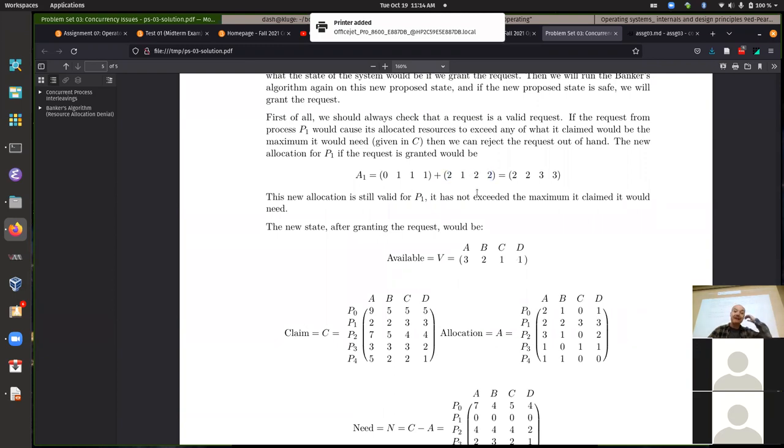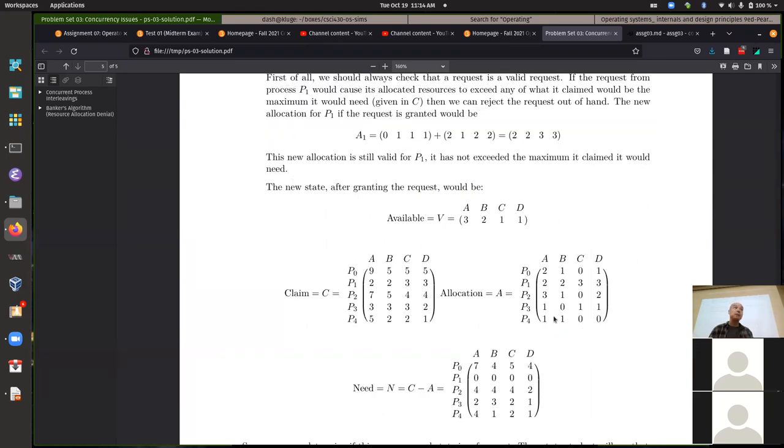But given this is additional resources for process one, the effect should be, whenever you're doing a banker's algorithm like this, you first have to figure out what the new proposed state is before you can declare whether it's safe or not, and then determine whether you should allow that resource allocation to be given or denied, right? So if additional resources are requested, that means that the allocation should go up in the new proposed state and the needs should go down.